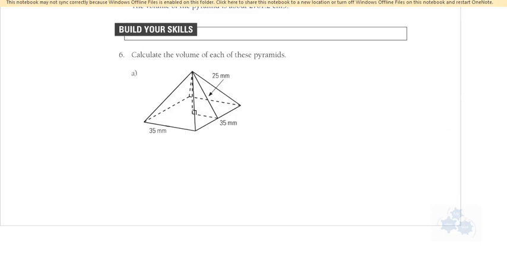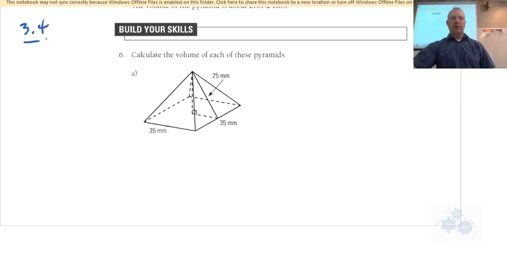Okay, so we're continuing on 3.4 here. This will be our last day on 3.4. This should be part 2. And what we're doing here is we're taking a look at volumes of pyramids, but notice we're given here the slant height. We're not given the overall height. So we need to find the overall height, right? We need this one. That is really important.